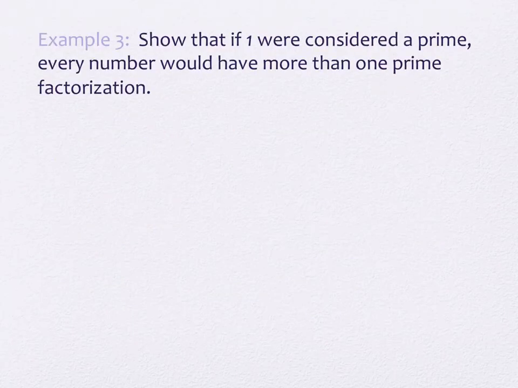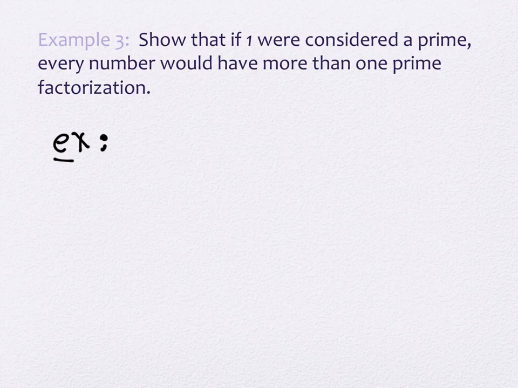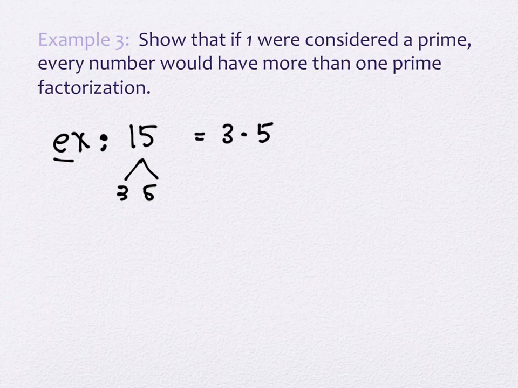It says to show that if 1 were considered a prime, then every number would have more than one prime factorization. So we're going to do an example and show why this is a problem. We did another one last time. I'm going to use the number 15. So if you were breaking 15 down, what would you get? 3 and 5. Okay? So one prime factorization, the only one really, is 3 times 5, correct? That is the unique prime factorization.